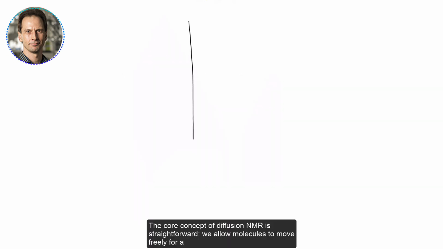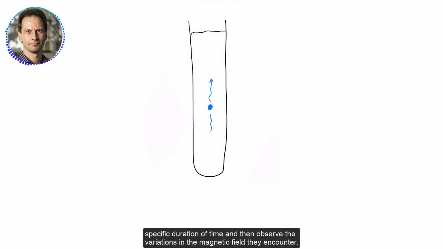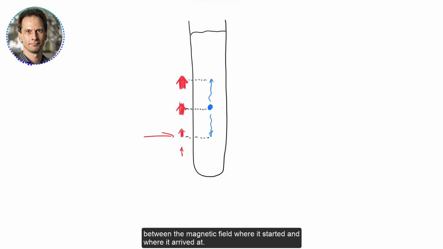The core concept of diffusion NMR is straightforward. We allow molecules to move freely for a specific duration of time and then observe the variation in the magnetic field they encounter. The faster a molecule moves, the greater the difference will be between the magnetic field where it started and where it arrived at. While molecular movement is random, we focus on the distance traveled along the tube to gauge translational diffusion speed.